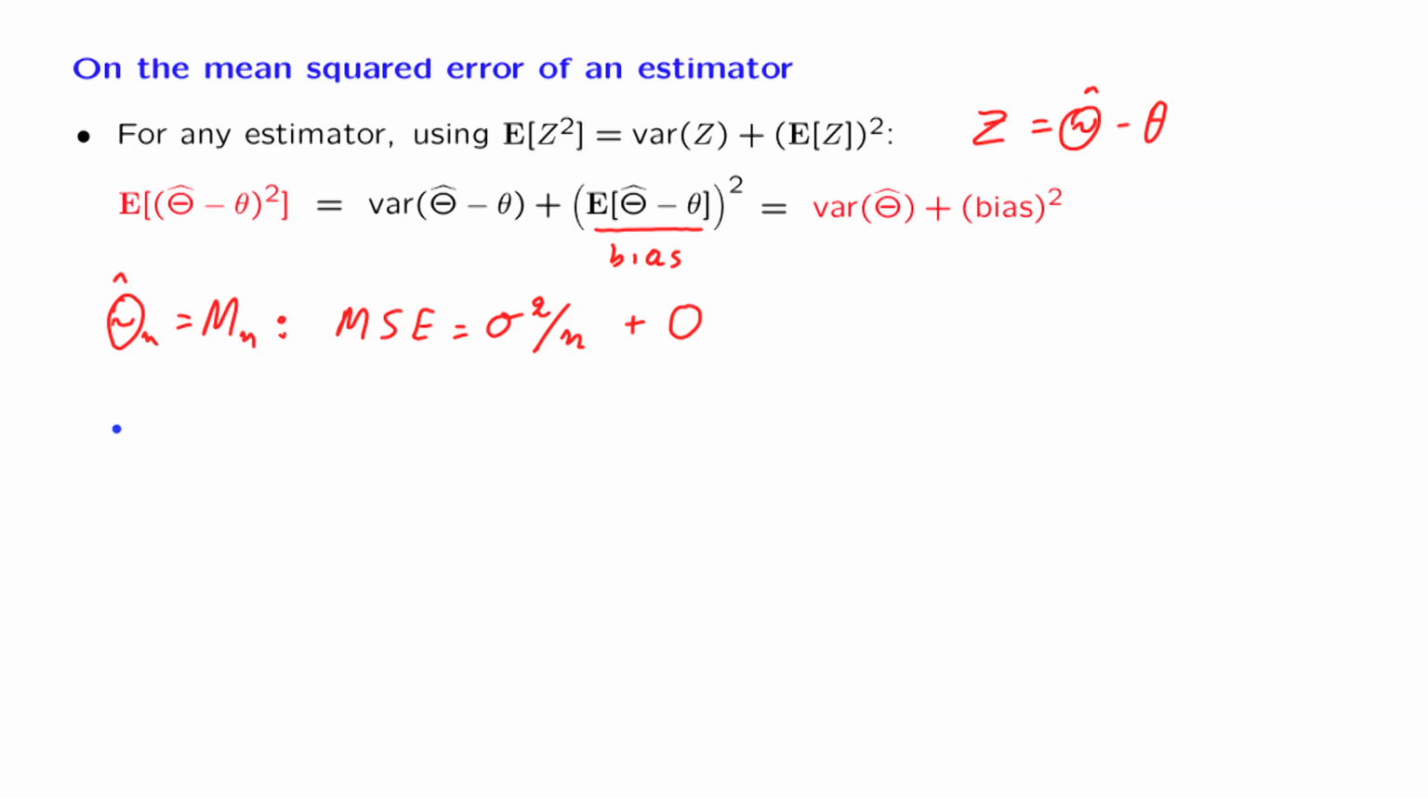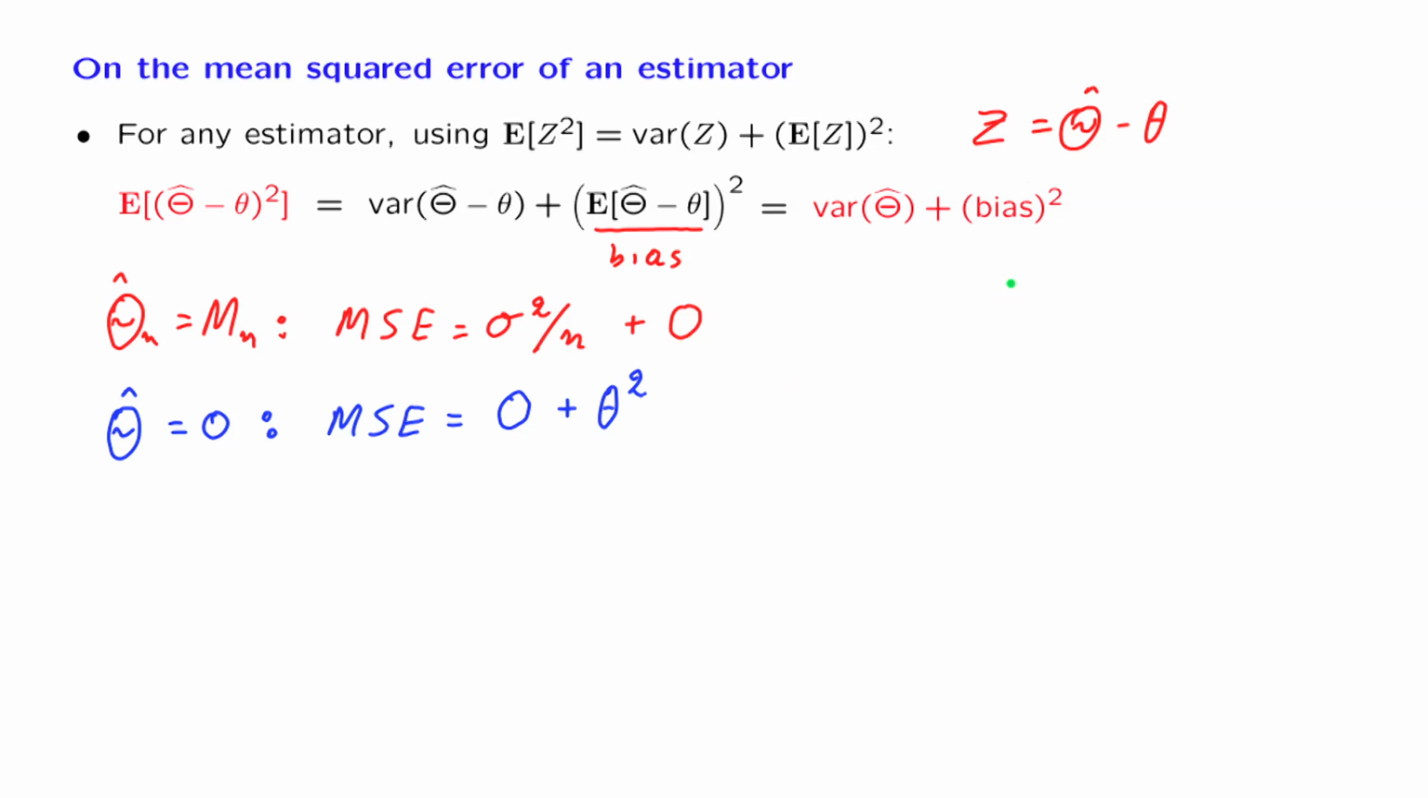Now, for the sake of a comparison, let us consider a somewhat silly estimator which ignores the data altogether and always gives you an estimate of 0. In this case, the mean squared error is as follows. Since our estimator is just a constant, its variance is going to be equal to 0. On the other hand, since theta hat is 0, this term here is just the constant theta squared, and this gives us the corresponding mean squared error.